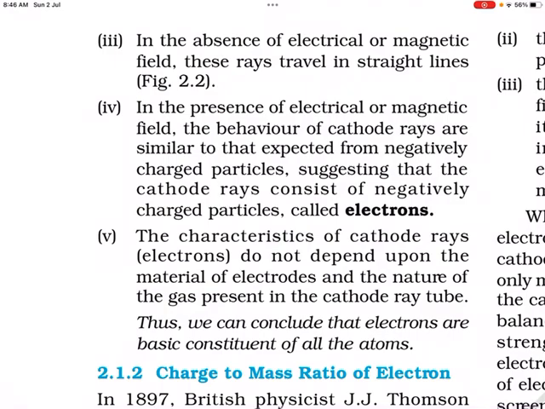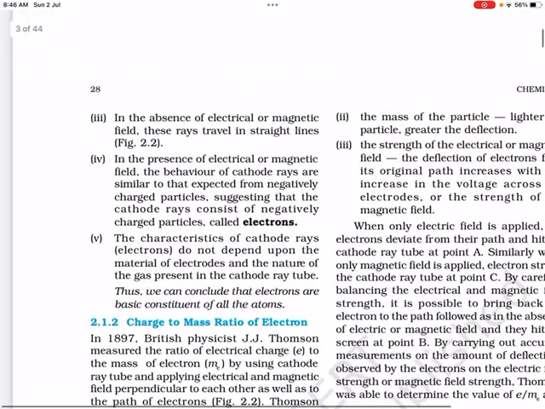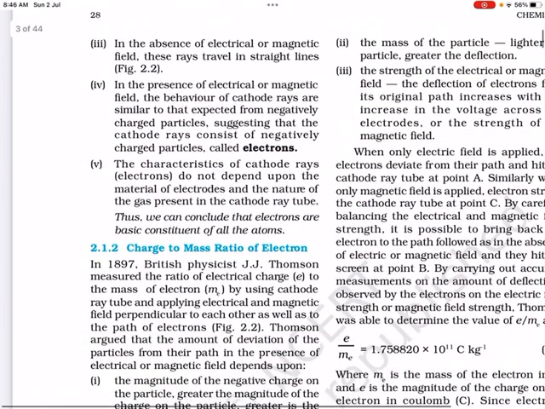So we have seen the five points, which are very, very important for five marks in the board exam. To summarize: from cathode to anode it moves. It is not visible, so a zinc sulfate coating is used, which it strikes to make a bright spot. It's also used in television. In the absence of an electric or magnetic field, they travel in a straight line. In the presence of an electric and magnetic field, they behave like negatively charged particles, suggesting that cathode rays consist of negatively charged particles called electrons. The characteristics of the cathode rays and electron do not depend upon the material of the electrode and the nature of the gas in the tube.